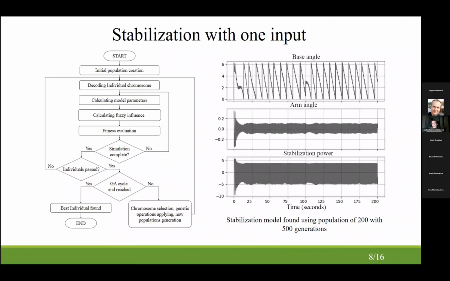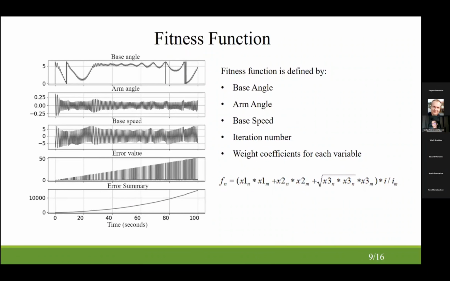The upper graph, which has the title of base angle, shows that the base of the model still rotates, because this model on the right wasn't using the base angle as the input for the fuzzy module yet. Then, to have the system stabilized by both the base and the arm, I had to come up with a fitness function, which is defined by a base angle, an arm angle, a base speed, and iteration number. I also have weight coefficients for each variable inside this function.